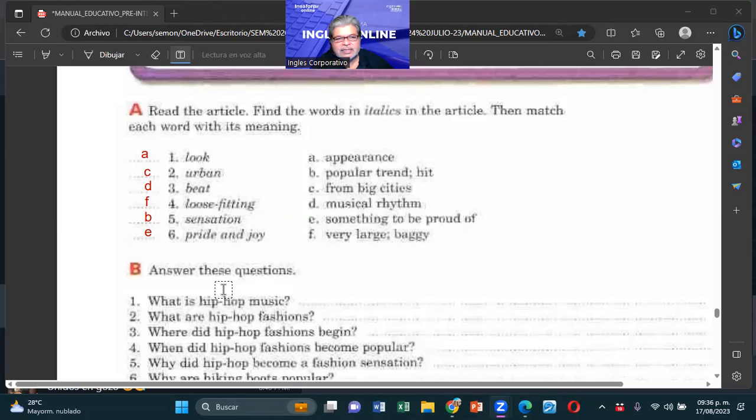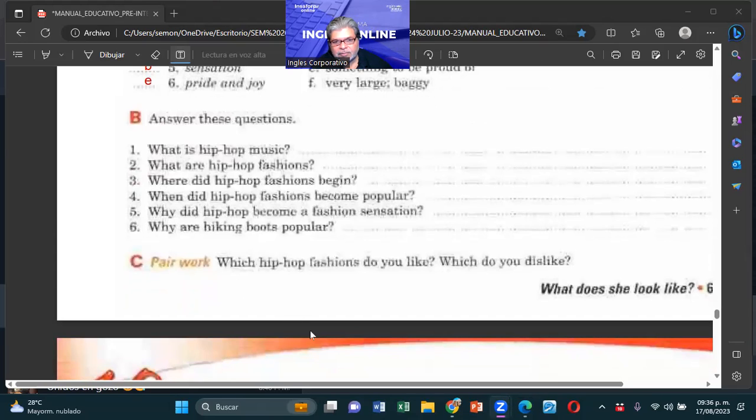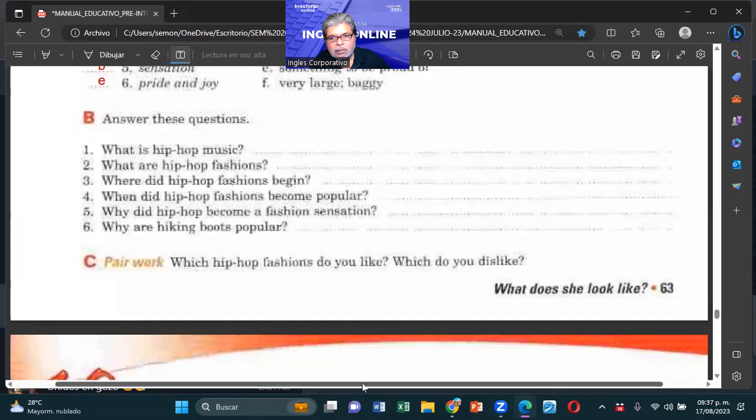Now we have these questions from the article. All questions. Okay, I will give you time to respond to the questions using the article, okay? All the answers are in the article. So please read the article again and search for the answers. Look for the answers to these 6 questions, okay? I will give you a few minutes to do it.